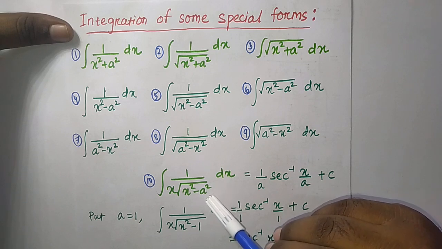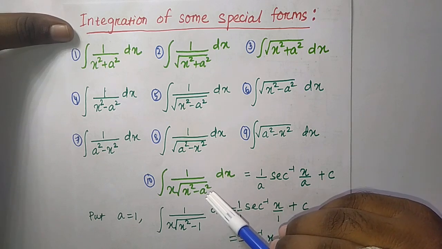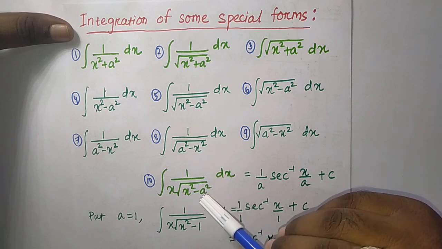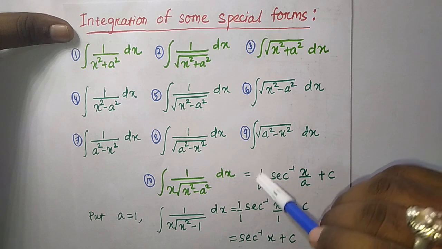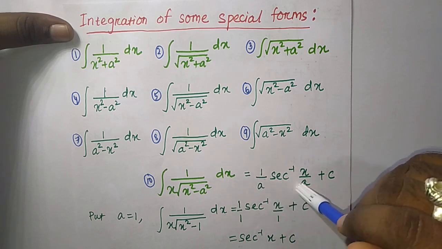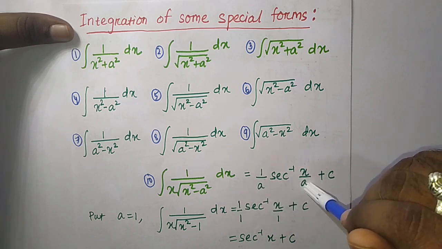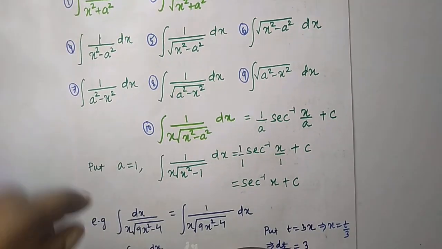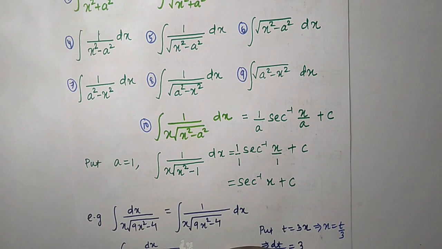Here sometimes you will get 4 square, otherwise 4 or 9. 4 means 2 square. 2 square means here value of a is 2. So here you will put 1 by 2 sec inverse x by 2. Particularly, suppose if I put a equal to 1, see what we will get.